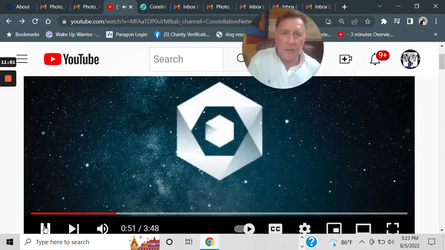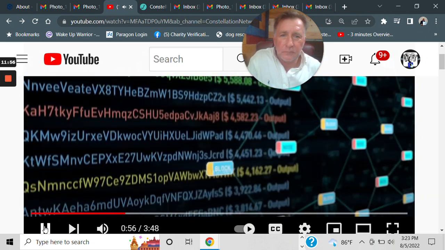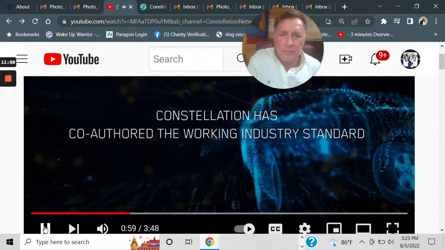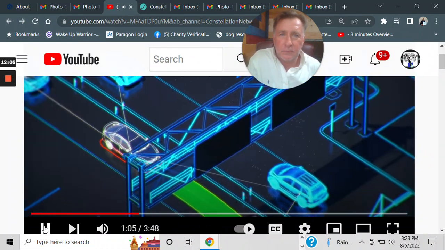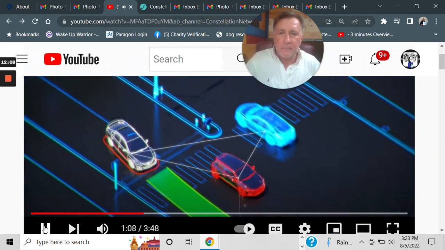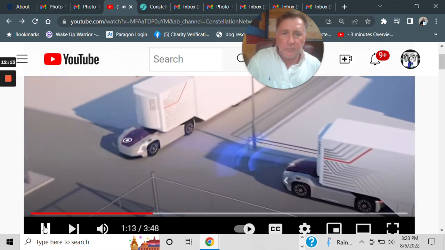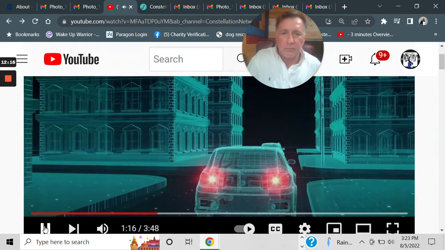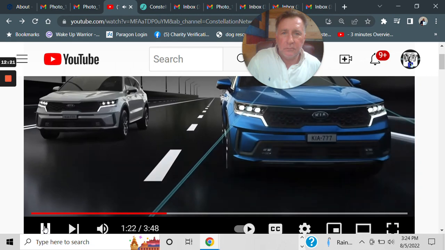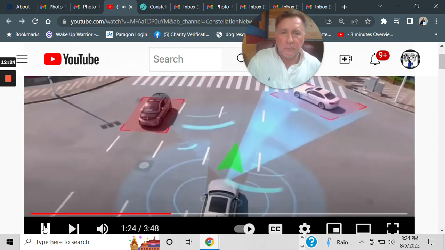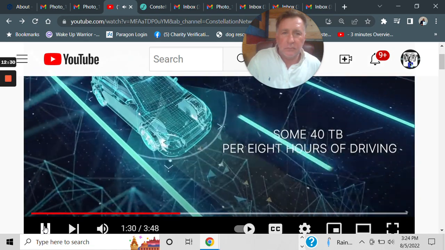Constellation has paved the way for emerging AV technologies to reach their true potential. As part of Mobi's connected mobility and data marketplace, Constellation has co-authored the working industry standard for secure AV data communication. Autonomous vehicles rely on connected and on-demand ecosystems that collect data and transmit it to other constituents. This involves data communication between different mobility vendors and different vehicle components. Constellation makes it possible for AVs to make decisions quickly and safely by sifting through large amounts of complex data, some 40 terabytes per 8 hours of driving.